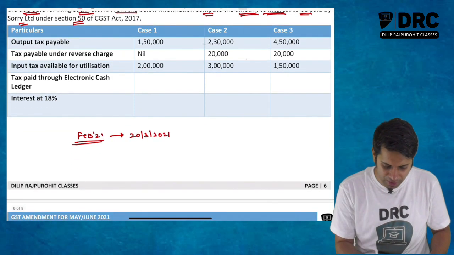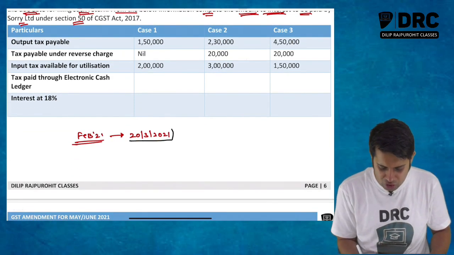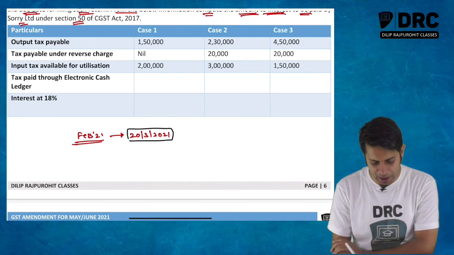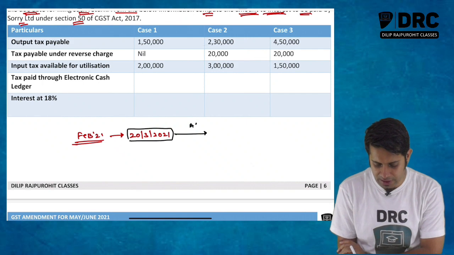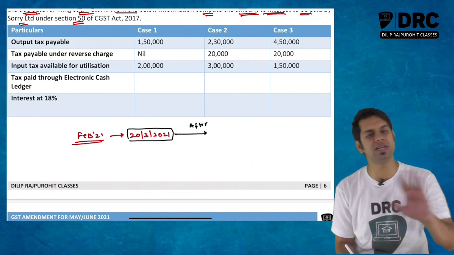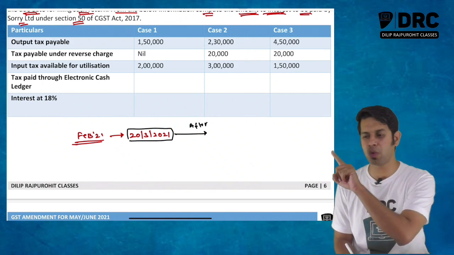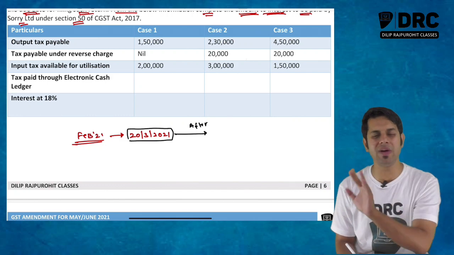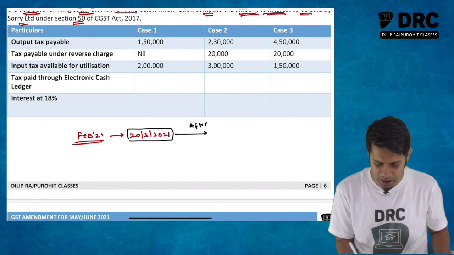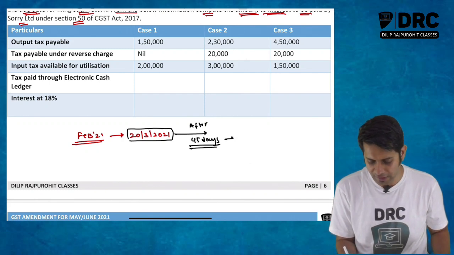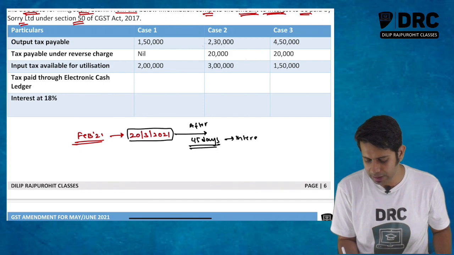He was supposed to file it by 20th of March. He is supposed to make the payment of taxes by 20th of March, but he has paid the taxes after 45 days. He has filed the returns. It is not that he has not filed the returns, and the question is nowhere telling that the return was filed because of any notice. So normal provisions I'll apply. So he has filed this return after 45 days. Now for this 45 days, he will have to pay interest.